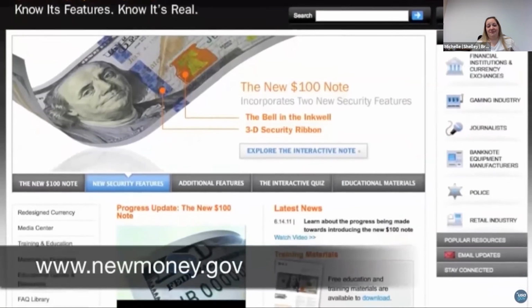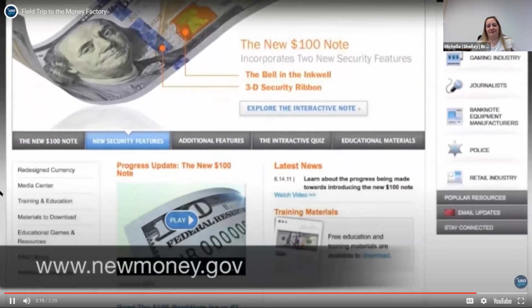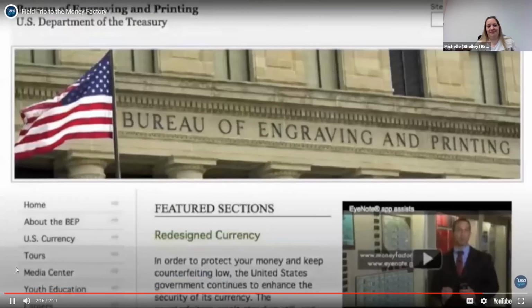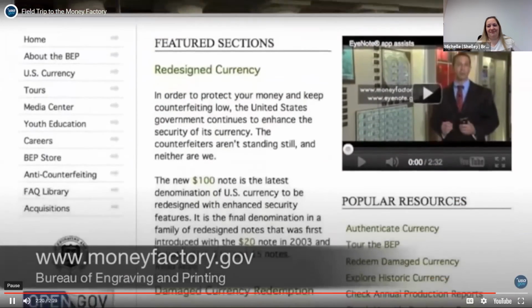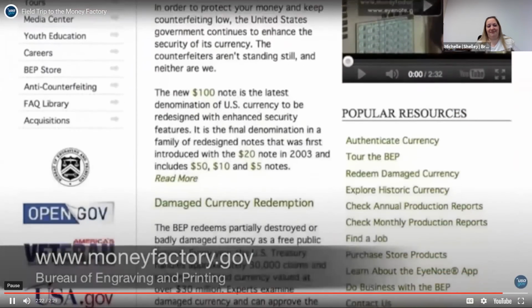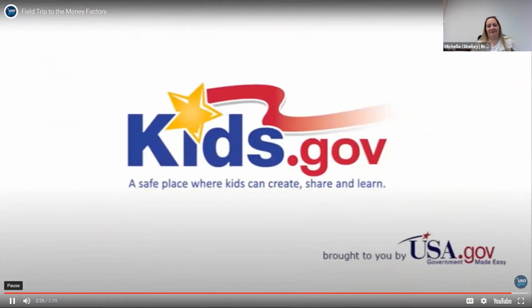For more information on the latest bill design, visit newmoney.gov. For more about the Bureau of Engraving and Printing, including taking a tour, visit moneyfactory.gov. For more information on money and more, visit kids.gov.